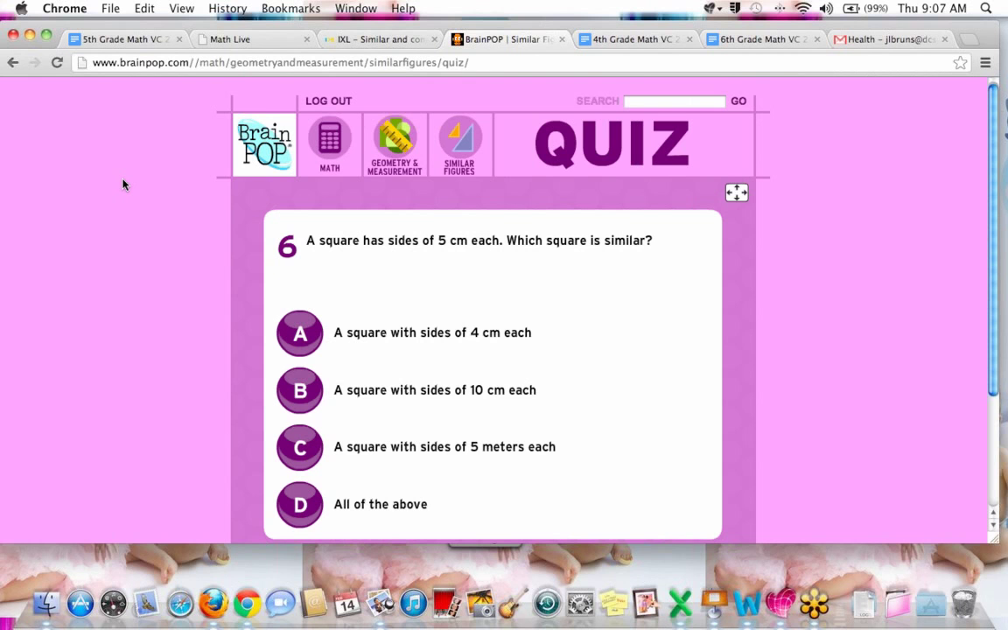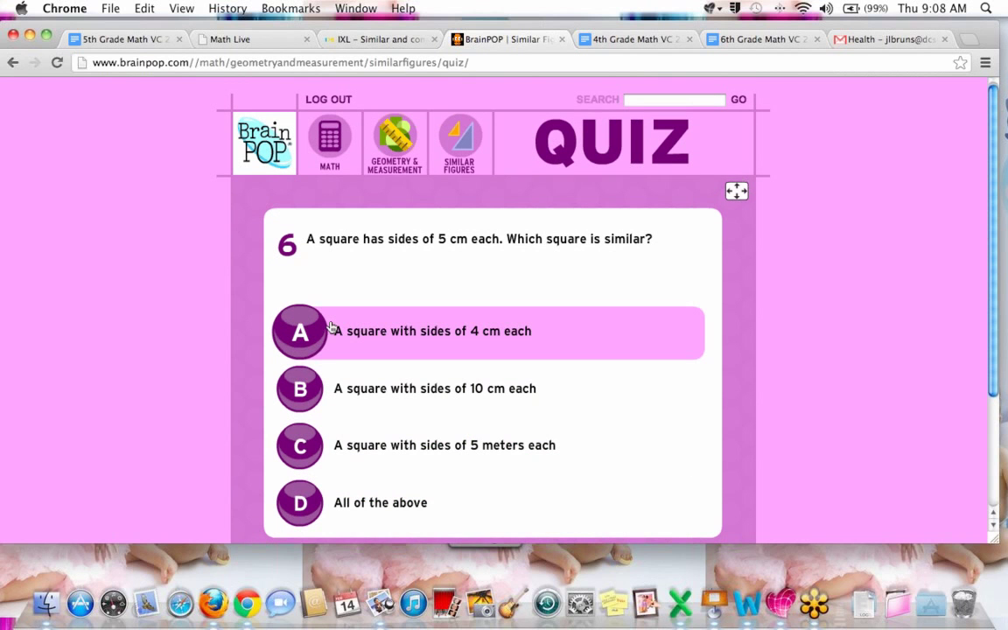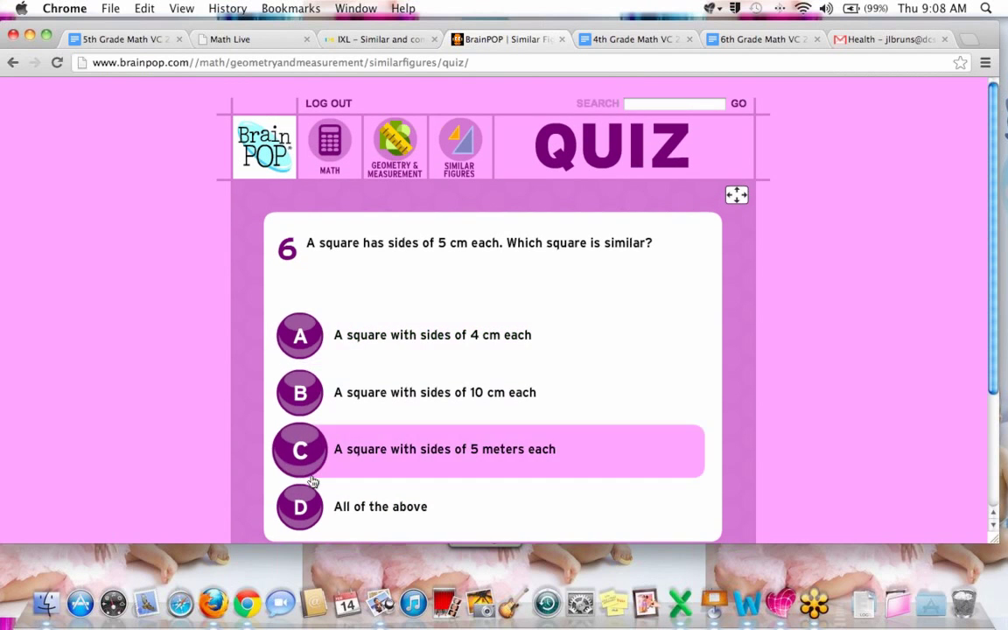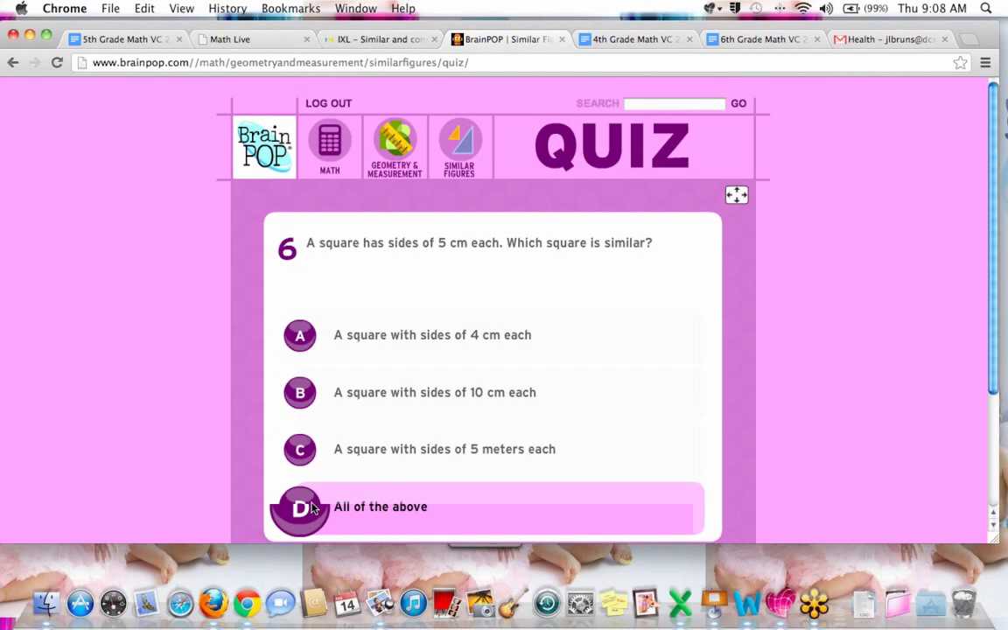A square has a side of 5 centimeters each. Which square is similar? Ooh, trick question. What do we know about squares? They're all similar. Very good. So, because they all have 4 90-degree angles and so forth. Good.